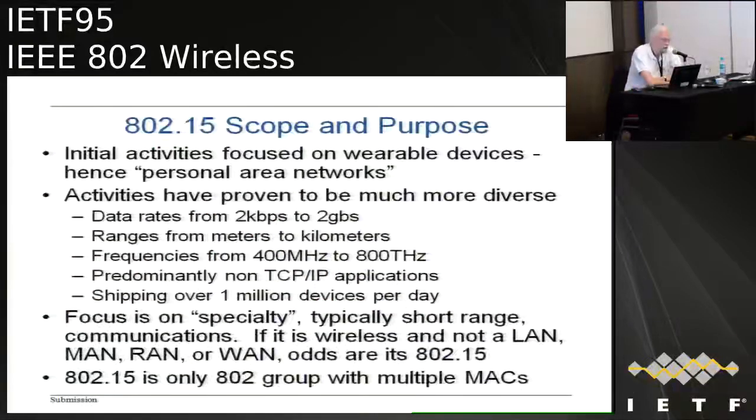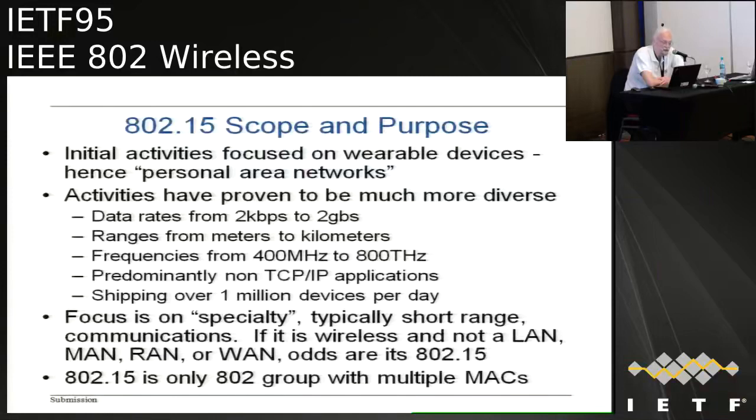So the initial purpose for 802.15 was about personal area networks, or PAN. And this has been going on now for 15 years. So it's, pardon? 17 years, when I was just a lad. But anyway, it has quite many different kinds of activities, a wide range of data rates, and many different ranges of signaling, and a lot of range in the frequencies as well.